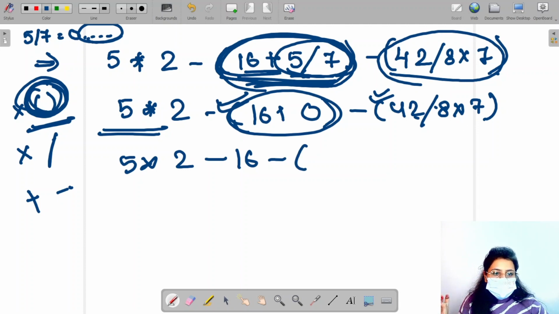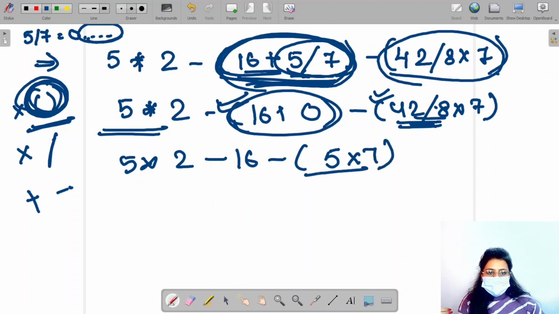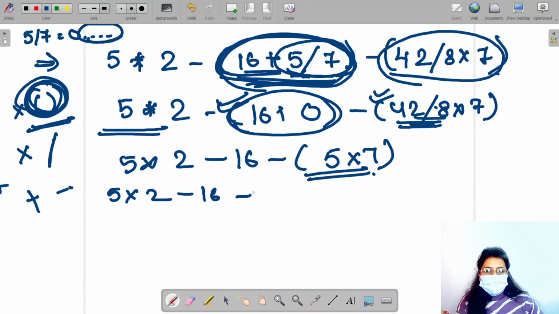we'll first do this operator, whichever operator comes first, because divide and multiply have the same priority level. So whichever comes in the leftmost direction, we'll do that first. So if we divide 42 by 8, it will come as 5 point something. So we'll ignore the decimal part, 5 into 7, right? Now first calculate this one. So we have 5 into 2 minus 16 minus, calculate this one, 35.